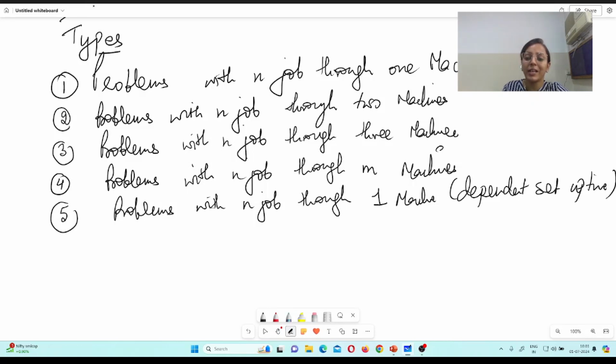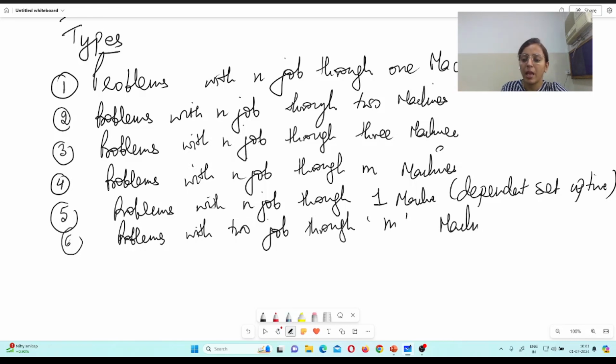And this is also done as an assignment problem we have discussed in this case scenario. The sixth category is again a very important category. In this, we discussed the problem with two jobs. Now it is given two jobs. In the other situation, all the n jobs are given. Now we are taking up two jobs, but the problem is followed through M machines. So this is the category.